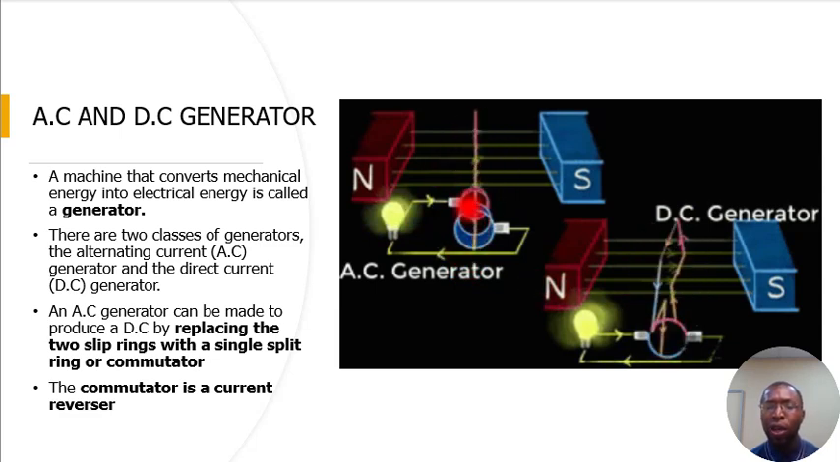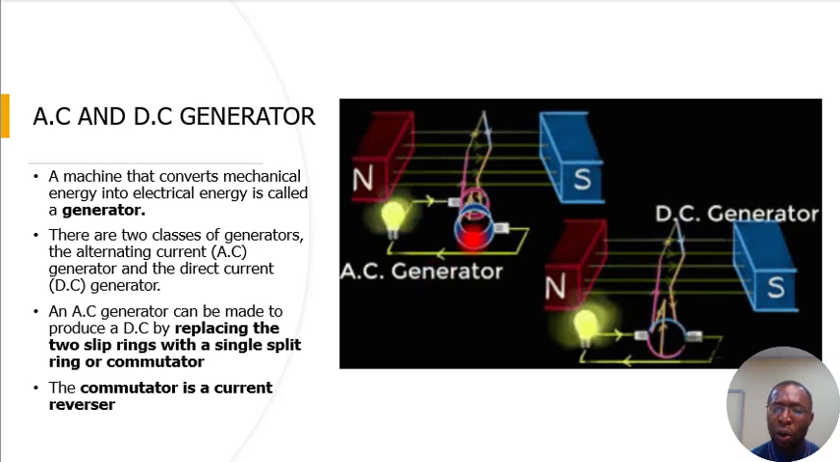Very simple. In an AC generator, we have the armature, we have the slip ring, we have the brush that keeps cleaning the slip ring. But in DC, if we want to change AC to DC, what we need to do is to replace these two slip rings with a split ring. The split ring is the one that helps us to what? To change the AC current to DC current. So that is just the major difference between AC generator and DC generator.